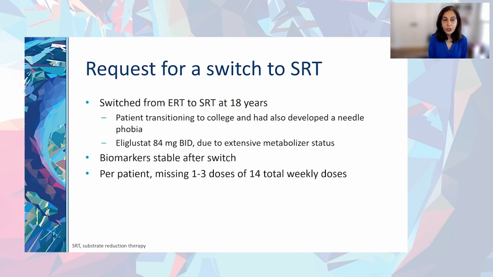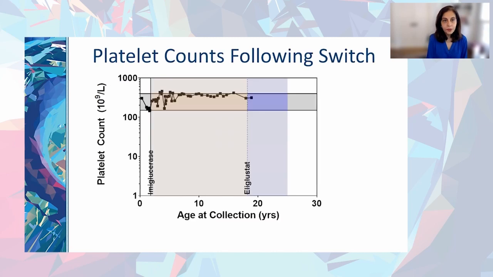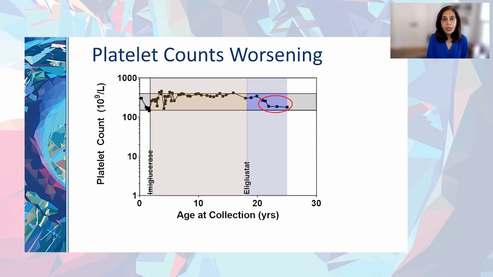And I just want to show you the clinical status of this patient. Initially, his biomarkers were stable. After the switch, per the patient, he was missing maybe 1 dose out of his 14 total weekly doses based on the fact that he was receiving it BID. And then on further questioning, he said maybe up to 3 doses every week. So these are the platelet counts following the switch. You can see that he's holding steady, and the dotted line tells you that he's now switched.